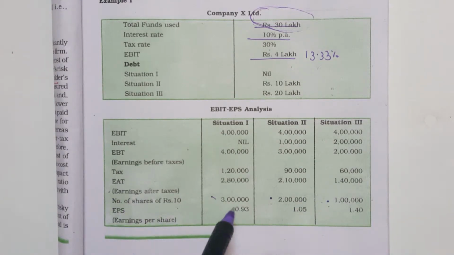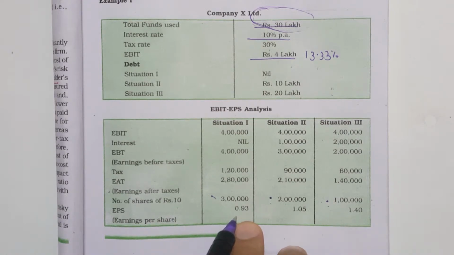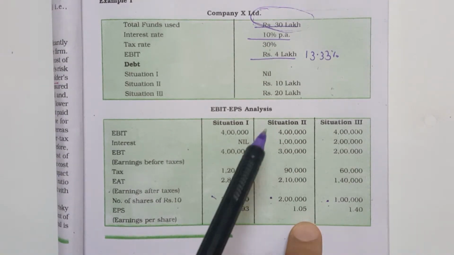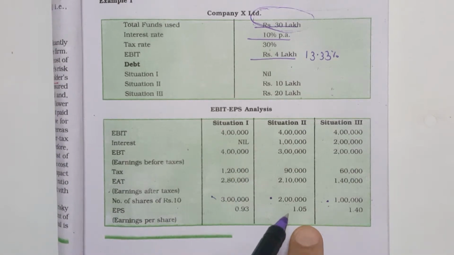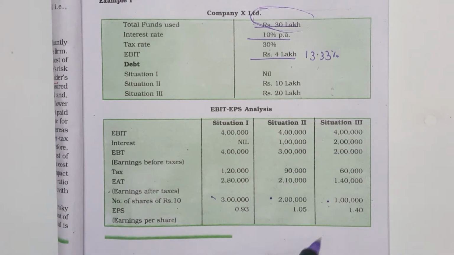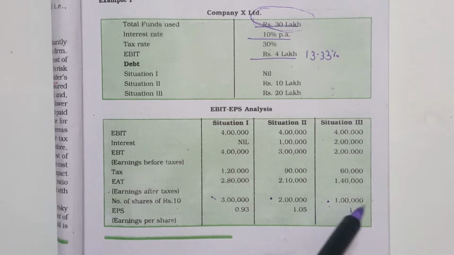So you can see here total 3 lakh shares are there. The EPS is 2 lakh 80 divided by 3 lakh, that is 0.93 rupees per share. Here you can see when we have used the loan of 10 lakh, at that time our earning per share is increased. Again we have a debt increase, at that time you can see earning per share is increasing.